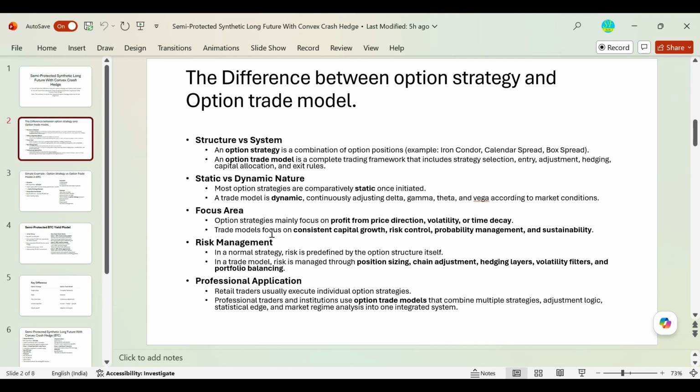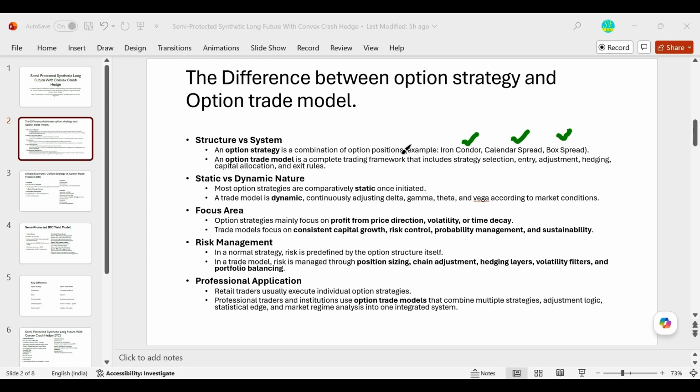Before that, let me distinguish what an option strategy is and what an option trade model is. Many of you will know the option strategies: iron condor, calendar spread, box spread. These are combinations of positions, a call and put position. One call you are buying, next month call you are selling, that is a calendar. Or one put you are buying, next month put you are selling. That is also a calendar.